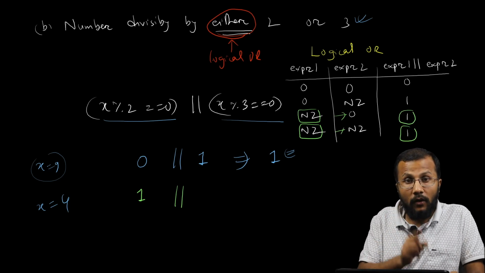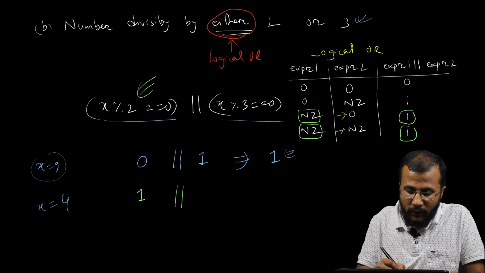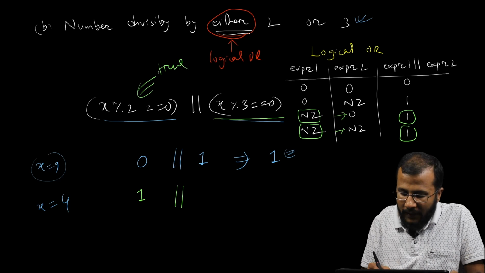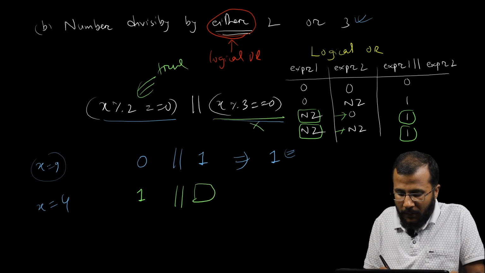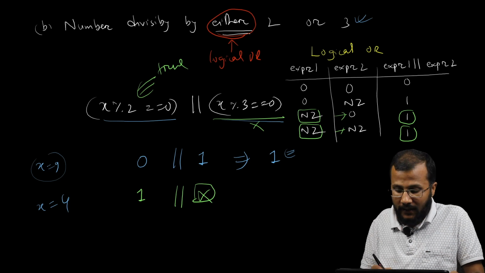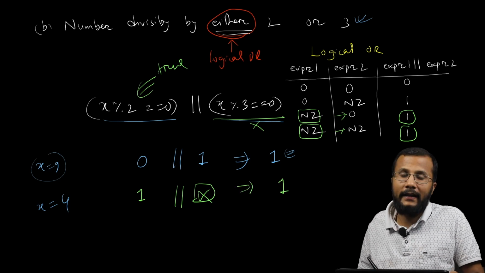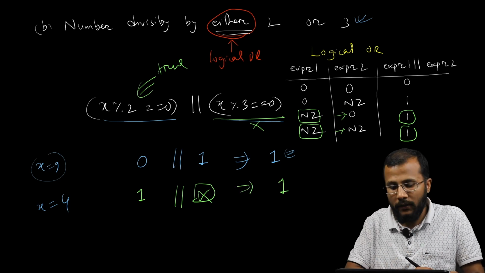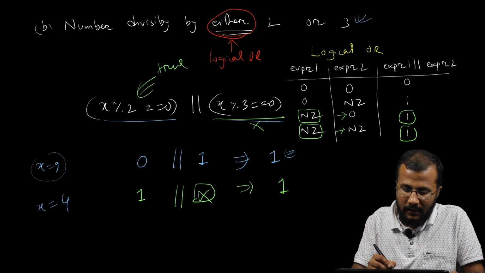So in logical OR, if the first operand evaluates to true, the second operand will not be evaluated. So in this case, the second operand will not be evaluated, and directly the output is given to be 1. Okay, so this is how it works. Now let's look at another example.